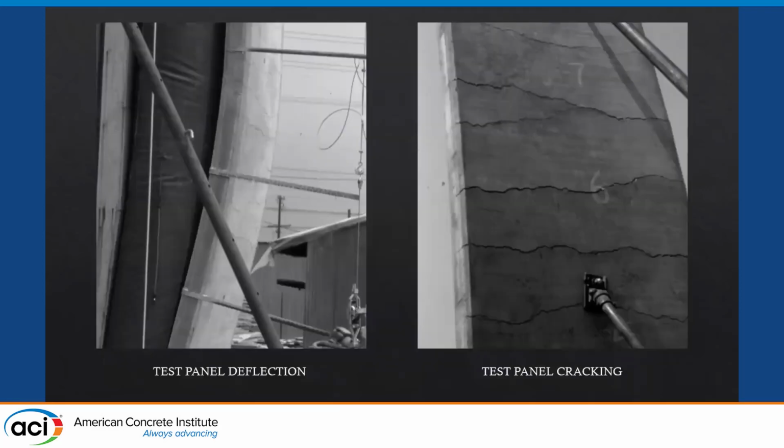Here are pictures from the actual testing. On the left-hand side, you can see the deflection, and on the right-hand side, you can see cracking patterns. You can see, if you look closely on the left-hand side, there's a slight gap between the wall and the airbag, and this actually raised some concerns about potential results.